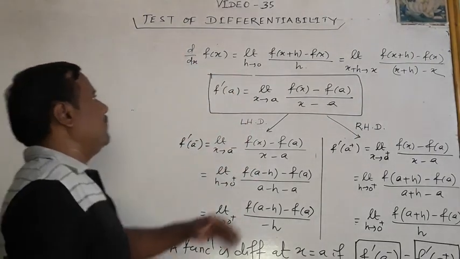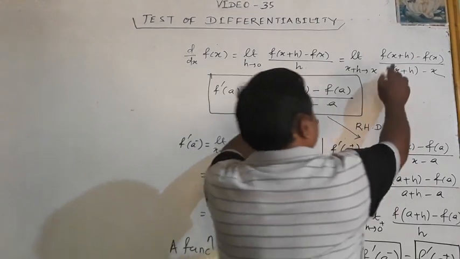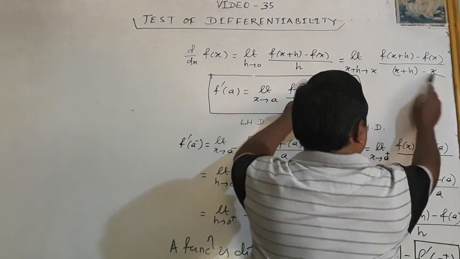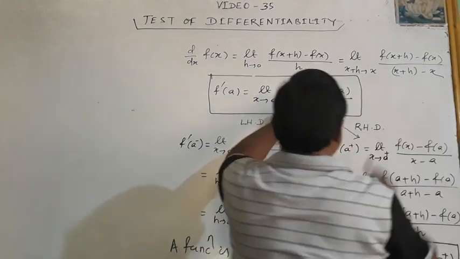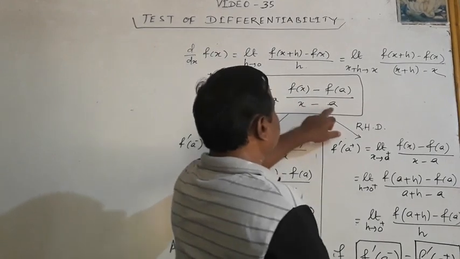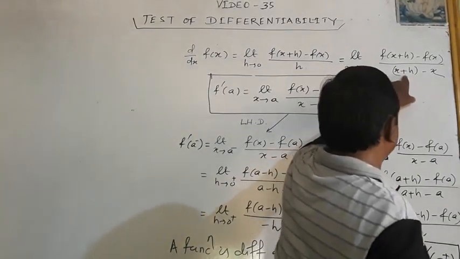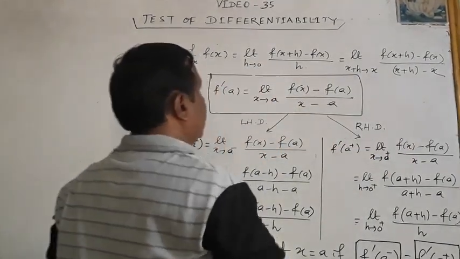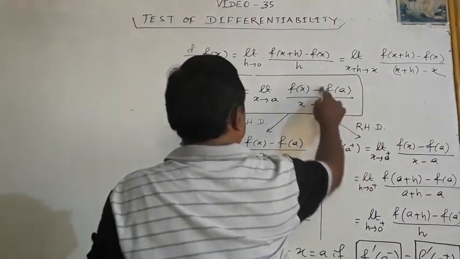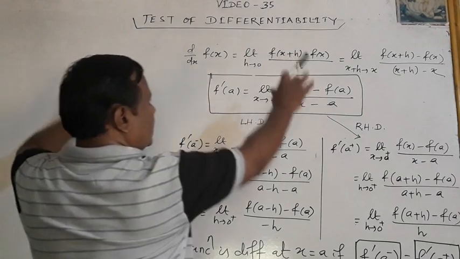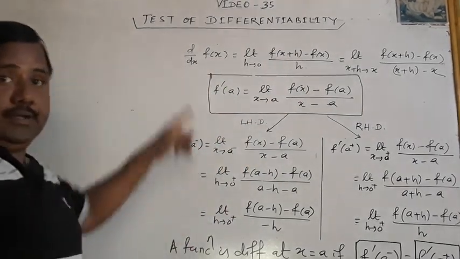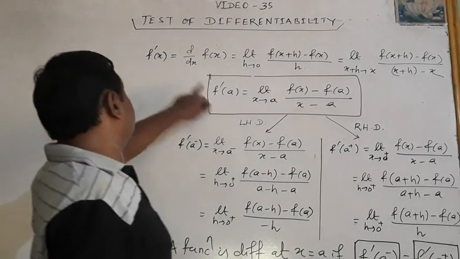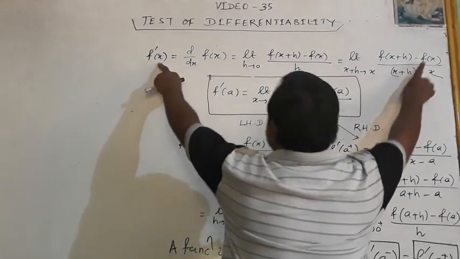In that manner, I am writing f(x), not x plus h. I am writing f(x) minus f(a) and dividing by x minus a, and the condition is x tends to a. It becomes, as it is f dash x, so it becomes f dash a. This is the newborn child for you. Now we should love it. If you have a newborn child, you should love it. What is it? It is f dash x.